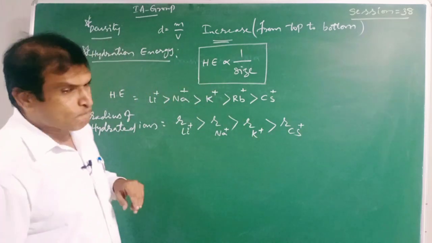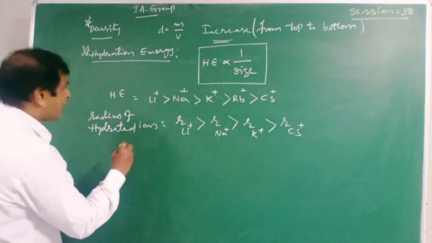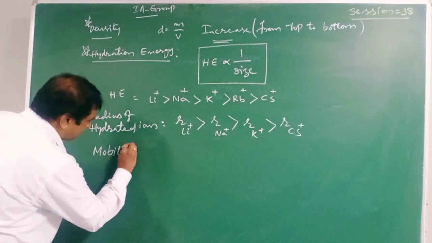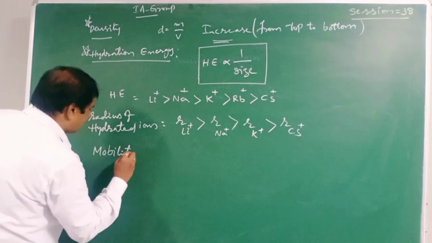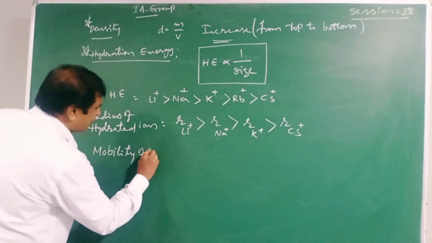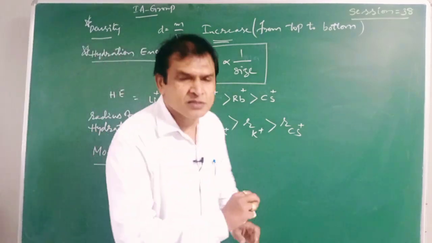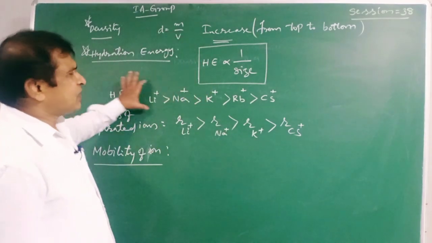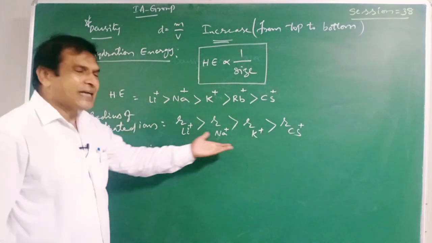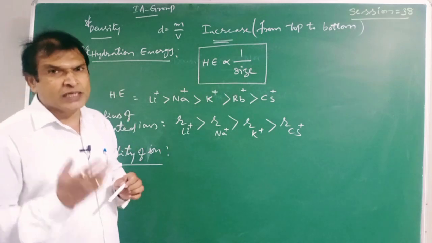Now, mobility of ions in the aqueous solution. See, this is the hydration energy order. This is the radius of hydrated cations. Then, see, conductivity means what? Mobility of ions only. Conductivity.